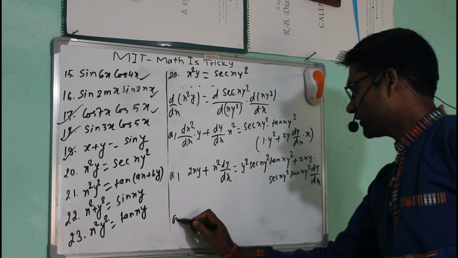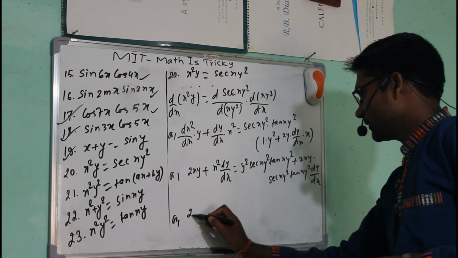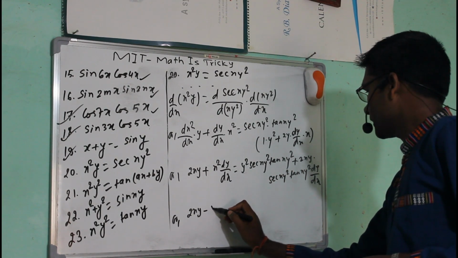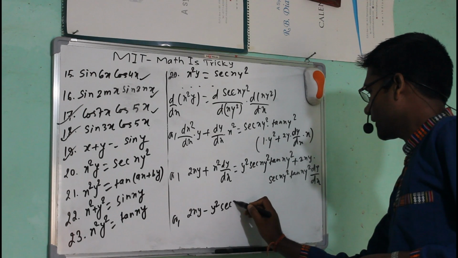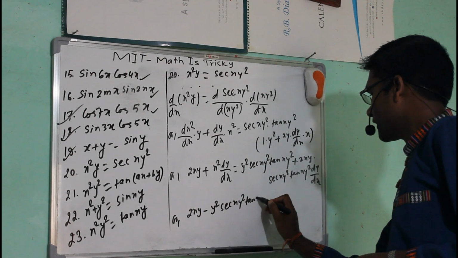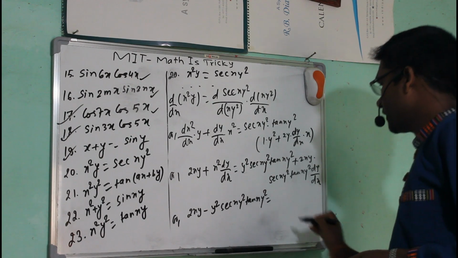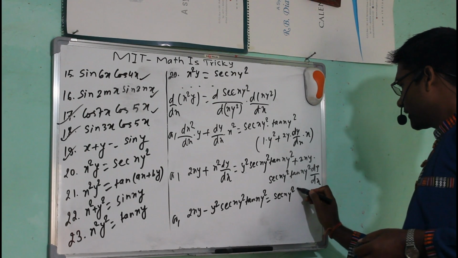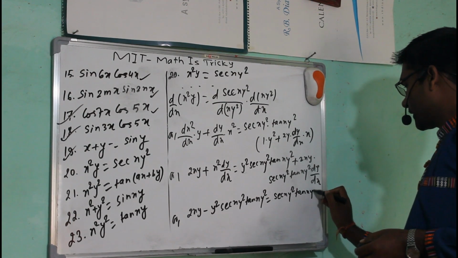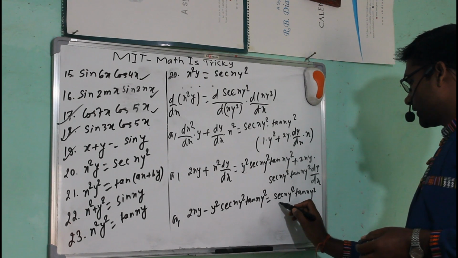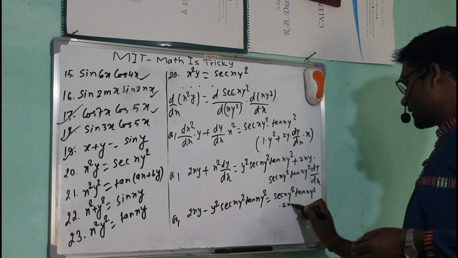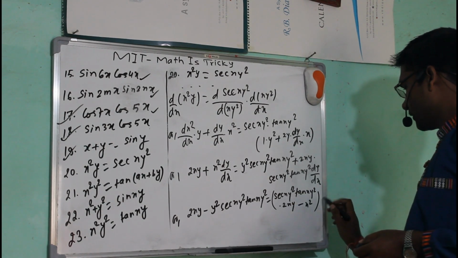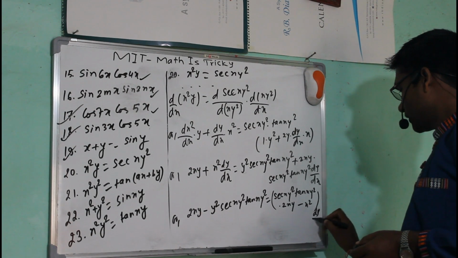Now let's take dy by dx common, so we get 2xy minus y square sec xy square tan xy square, just arranging the terms. And now I bring this to the right hand side, so that we'll get sec xy square tan xy square, and then again 2xy minus x square, then dy by dx.